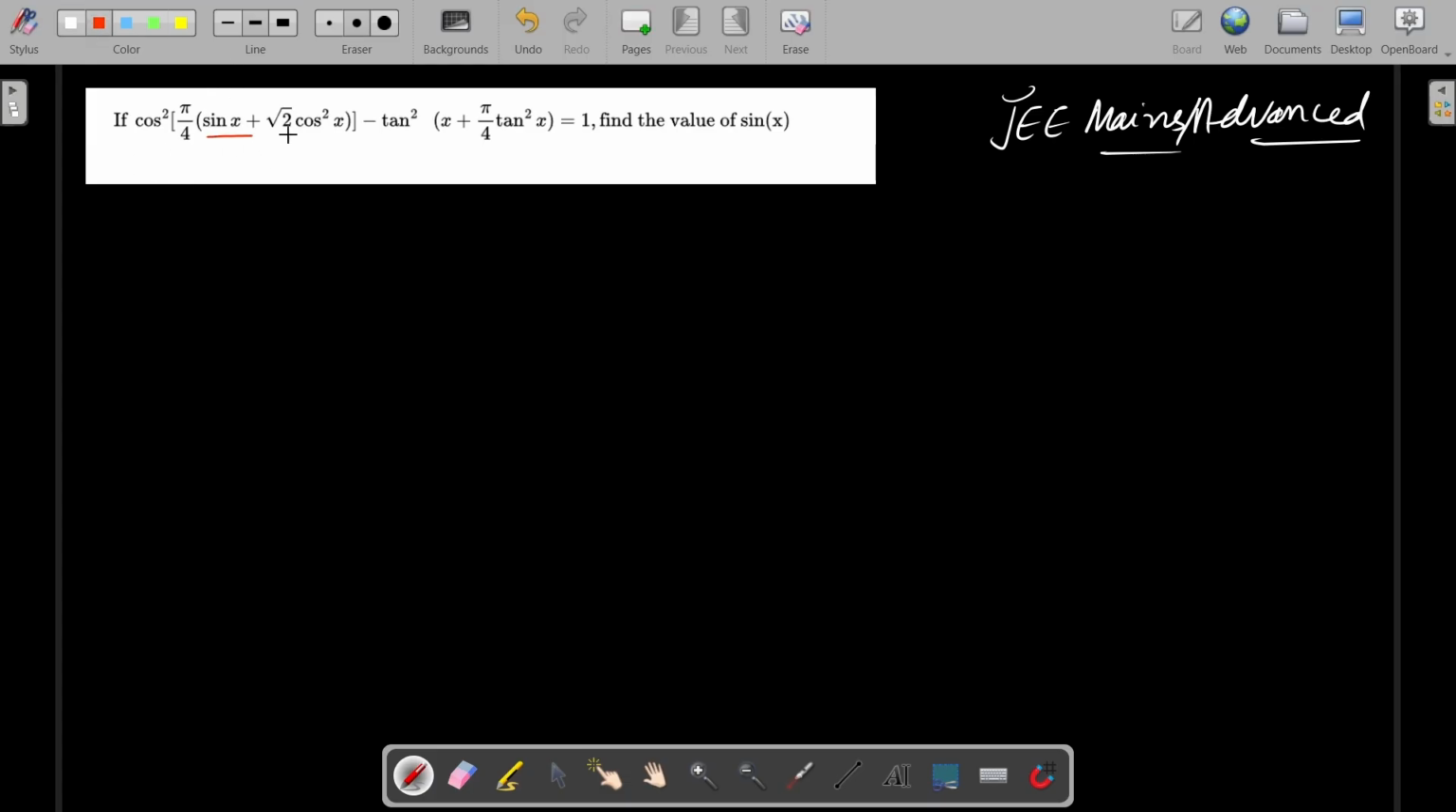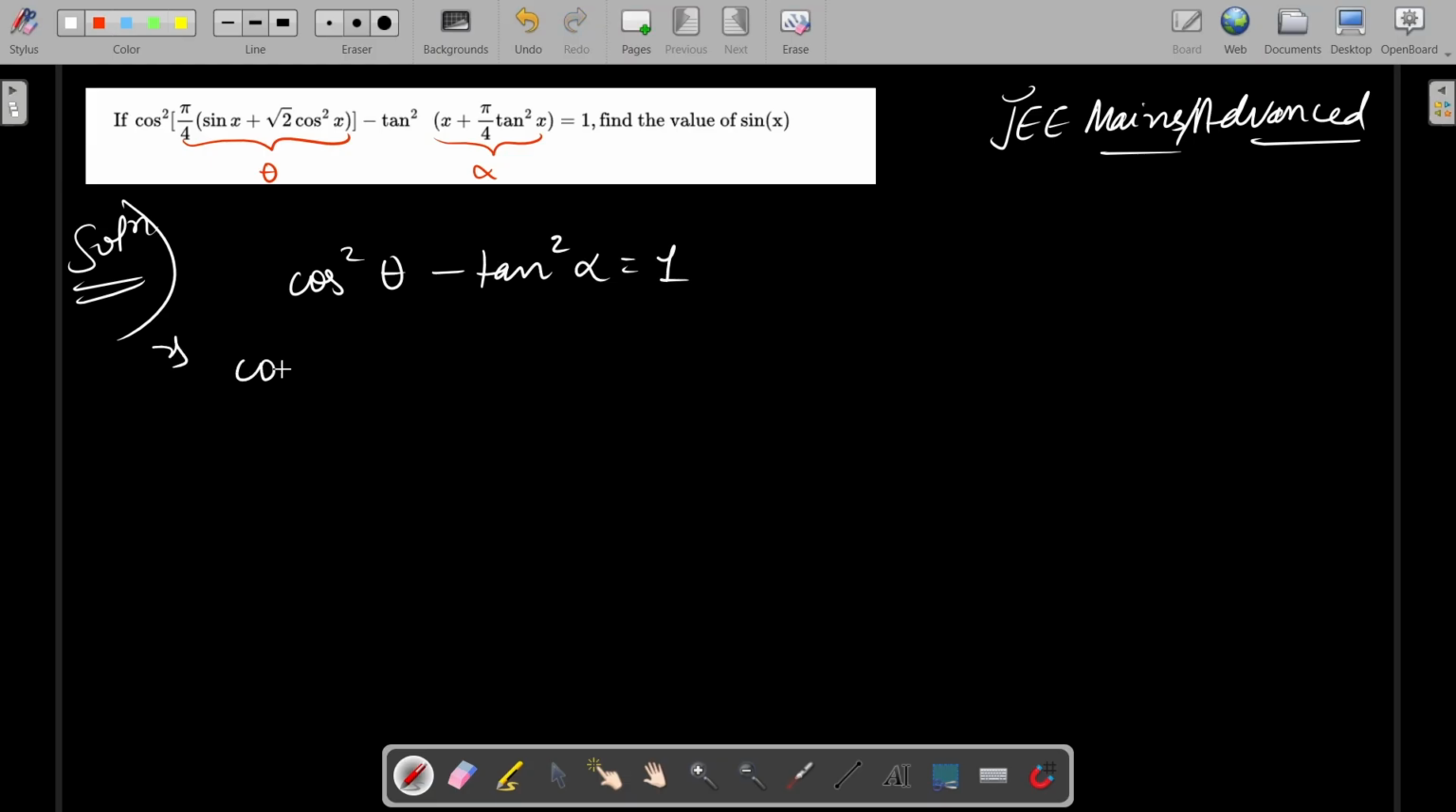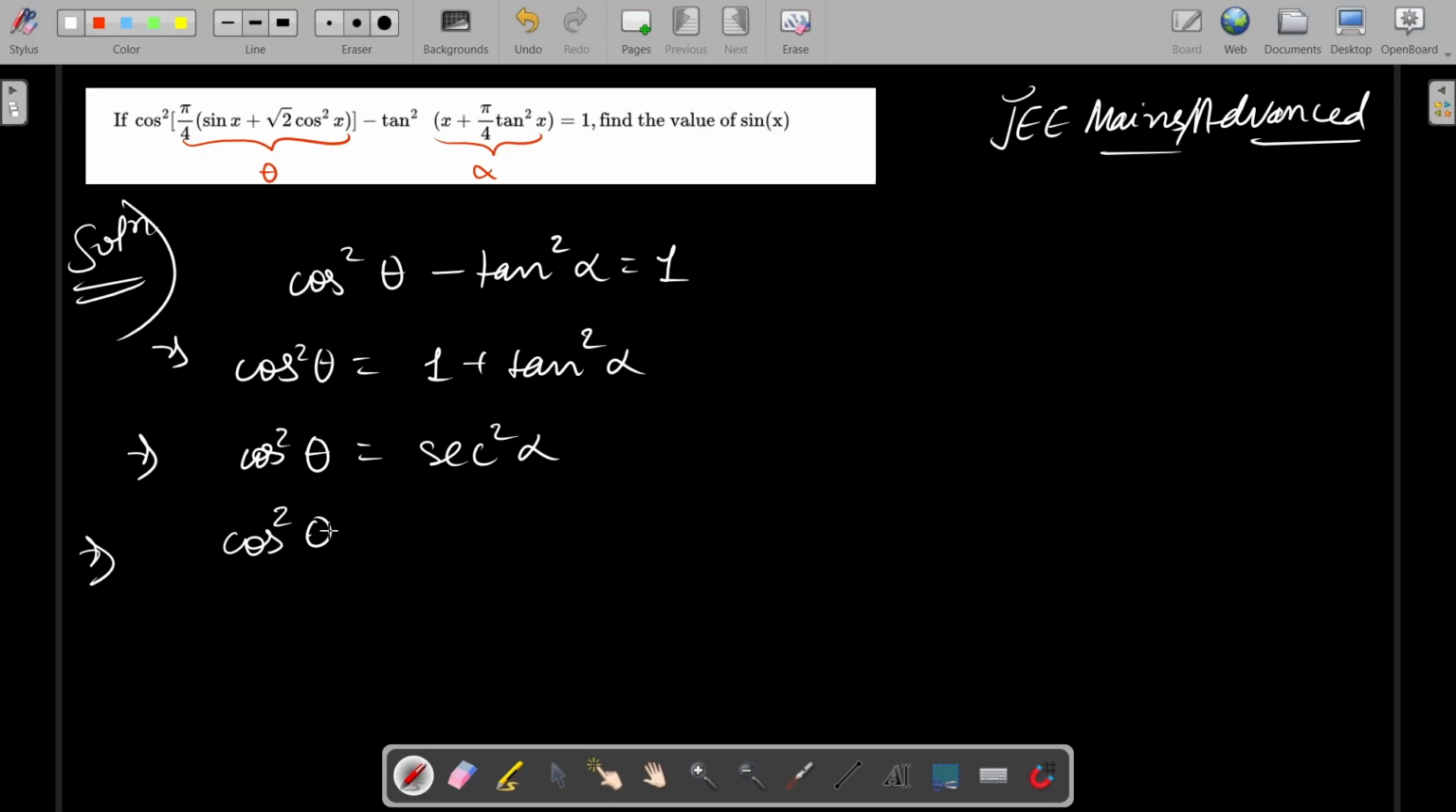So let's start by assuming this entire thing to be theta and this entire thing to be alpha. So we can proceed like this: cos²θ − tan²α = 1, so cos²θ = 1 + tan²α. Excuse me if you pronounce it differently, I'm just used to calling it theta. Why? Because 1 + tan²x is sec²x. So that is the identity we use. Then we have cos²θ = sec²α.